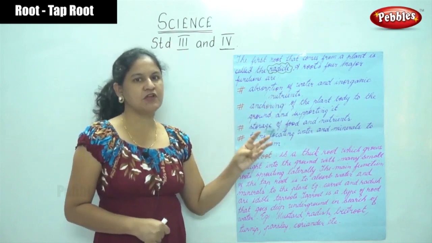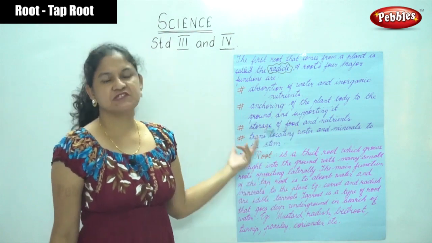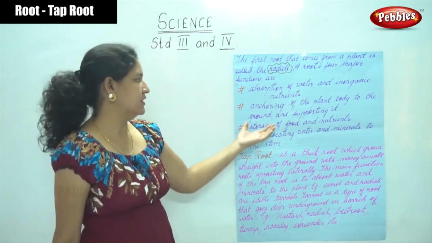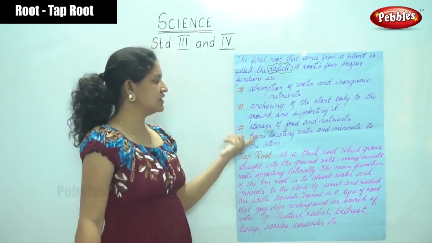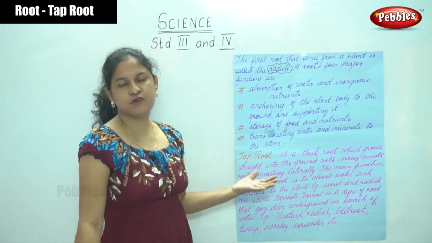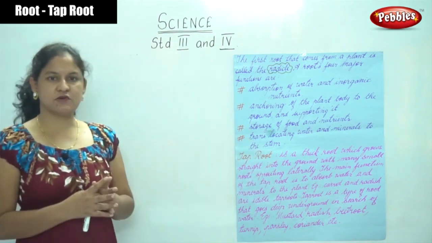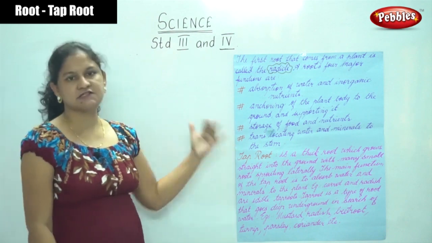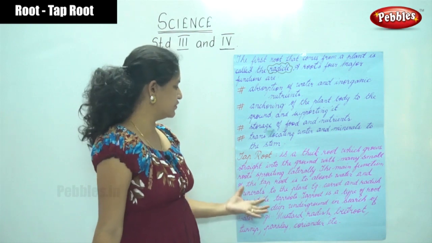First is absorbing water and inorganic nutrients. The second is anchoring the plant to the ground and supporting it. The third function is storage of food and nutrients, and the fourth function is translocating the water and minerals to the stem. So these are the four major functions of the root.